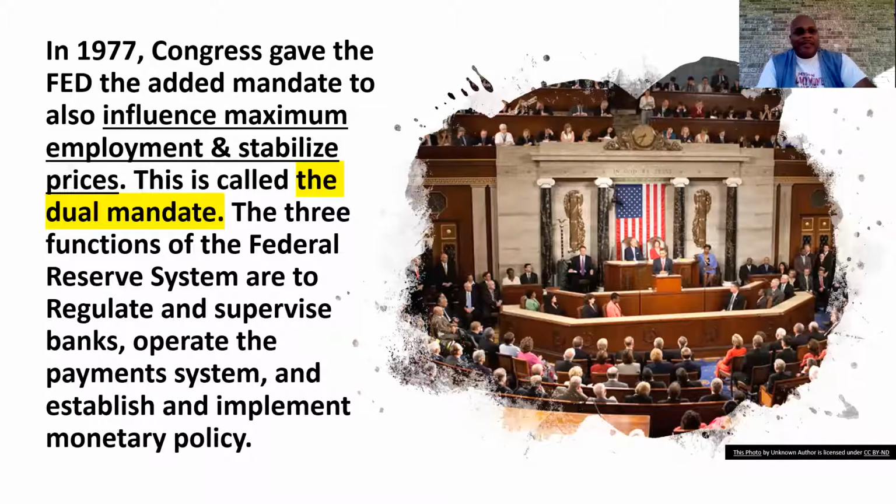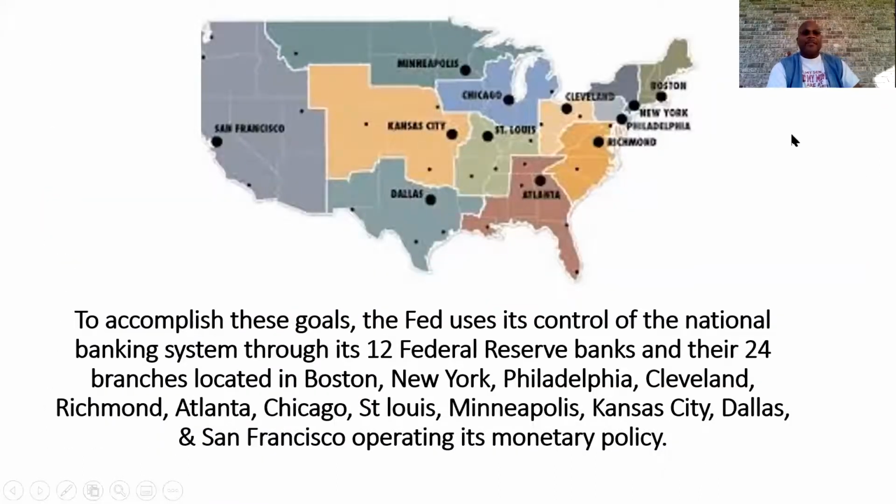The three functions of the Federal Reserve System are to regulate and supervise banks, operate the payment systems, and establish and implement monetary policy. To accomplish these goals, the Fed uses control of the national banking system through its 12 Federal Reserve banks and their 24 branches located in Boston, New York, Philadelphia, Cleveland, Richmond, Atlanta, Chicago, St. Louis, Minneapolis, Kansas City, Dallas, and San Francisco, operating its monetary policy.